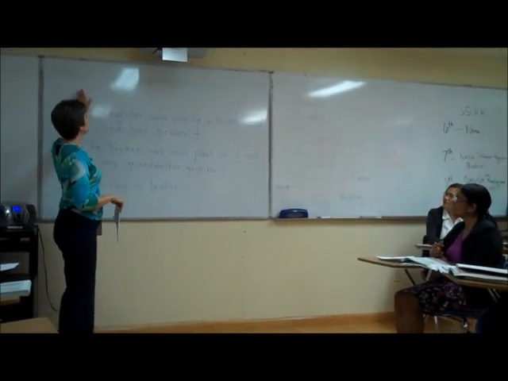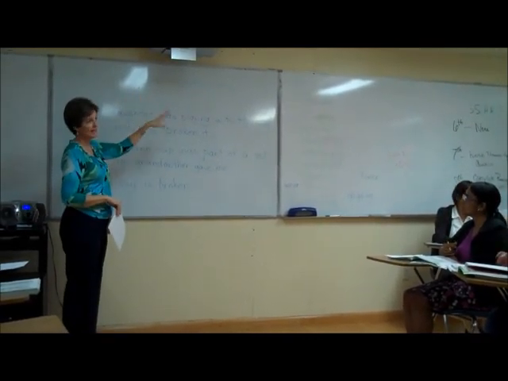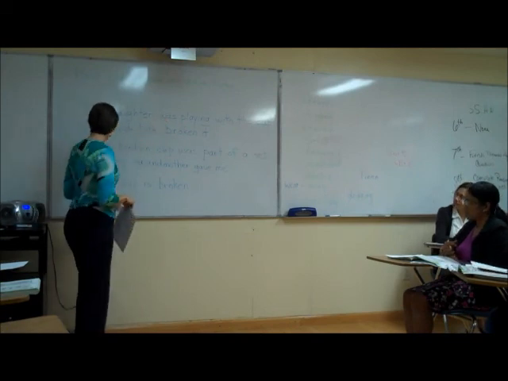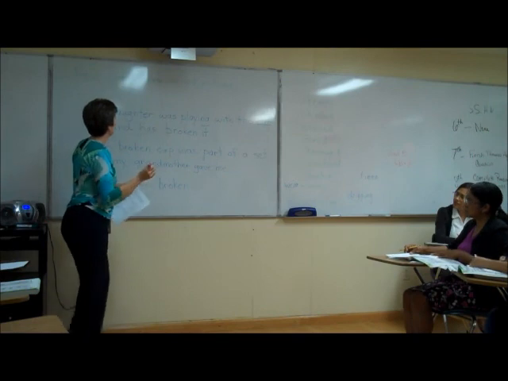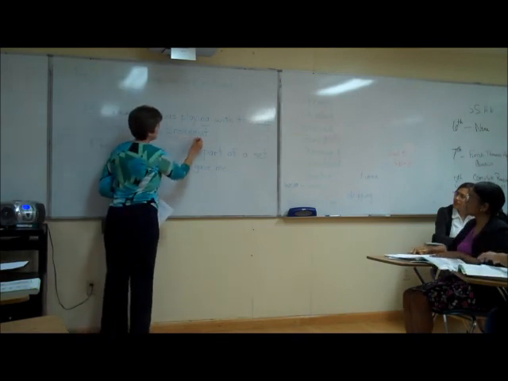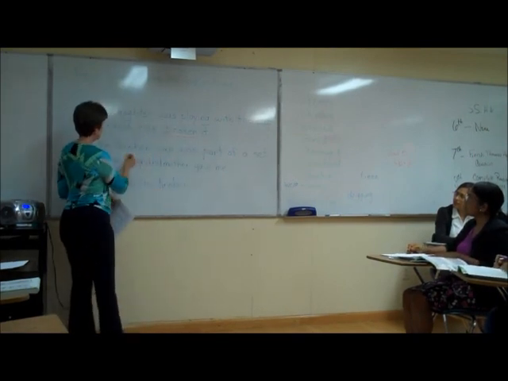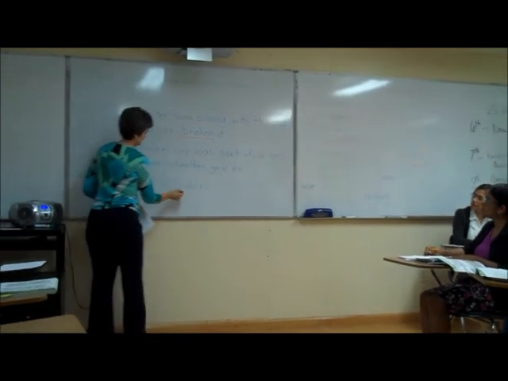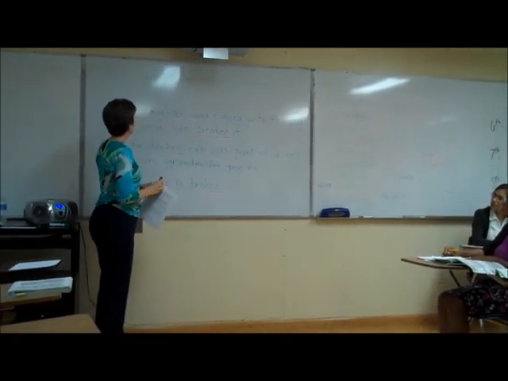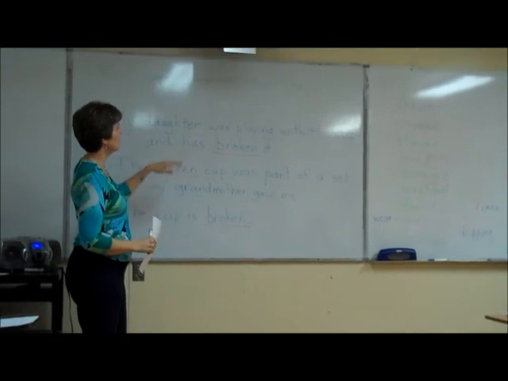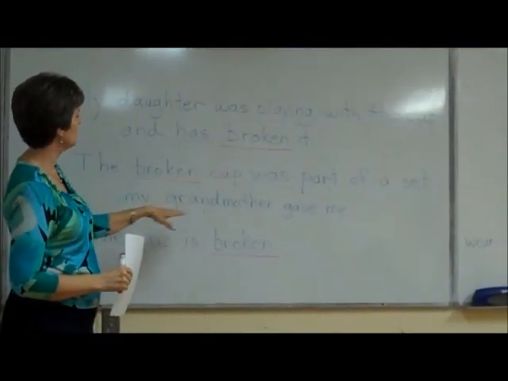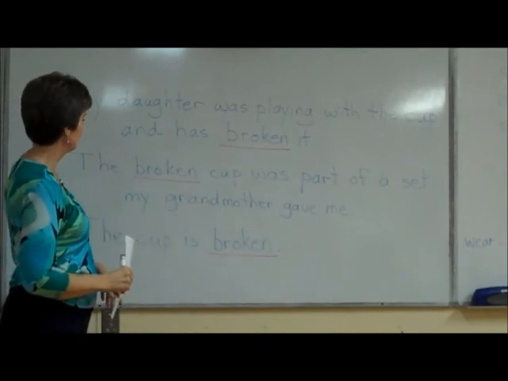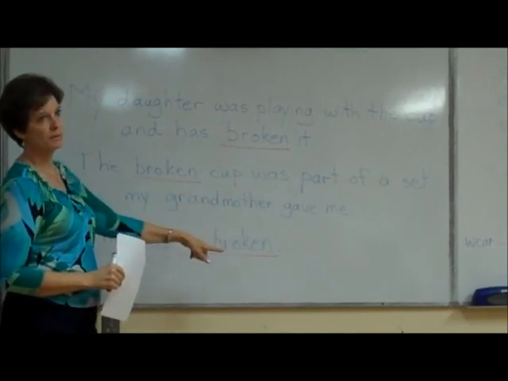We're talking about using past participles as adjectives. Okay? So in these sentences, we have the word broken in each sentence. We have: my daughter was playing with the cup and has broken it. The broken cup was part of a set my grandmother gave me, and the cup is broken.